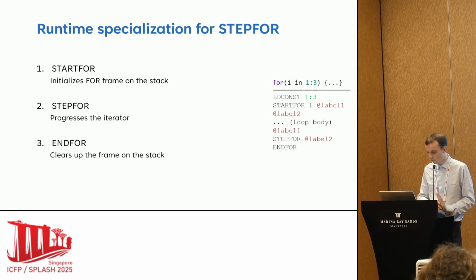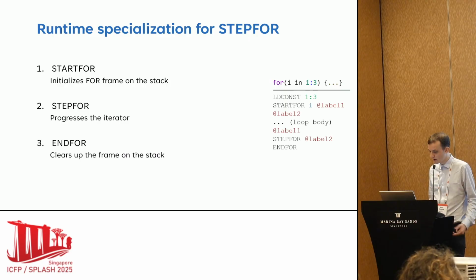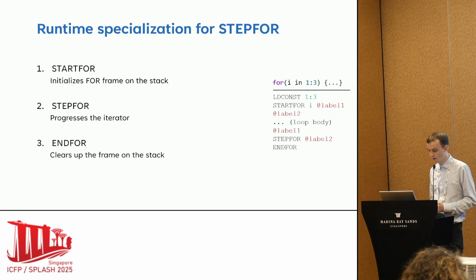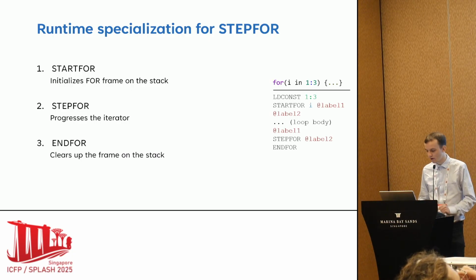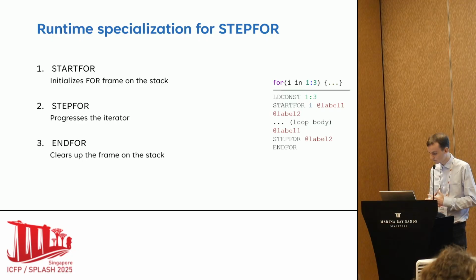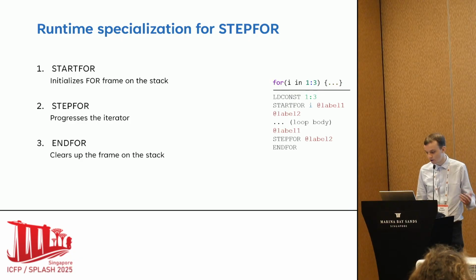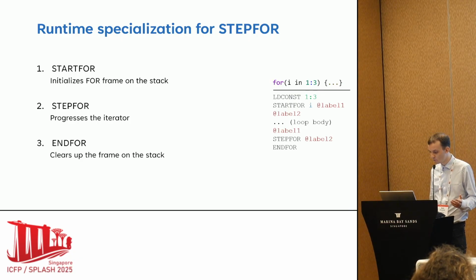Start for, which prepares the frame on the stack. Step for, which advances the iterator. And end for, clearing up the frame on the stack. On the right here, you can see an example R code and the bytecode that it compiles into. The ld_const first loads the constant to be iterated over on the stack, and the start for instruction initializes with it. Each iteration, the step for is called, and if the loop is not terminated, it jumps back to its body. After the terminating condition occurs, it just falls through to end the loop.